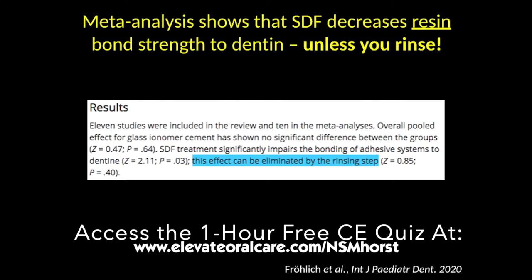So here there's a study about how bond strength is affected. And like our forest plots that we were looking at earlier, this is a meta-analysis that combines the data from 11 different studies. It shows that glass ionomer bonding, there's no effect. We're totally fine. All the studies show no effect. Resin impairs the bonding to adhesive systems, to dentin specifically. Enamel, no problem. But silver fluoride impairs the bond to resin, and this can be completely eliminated by just rinsing afterwards.